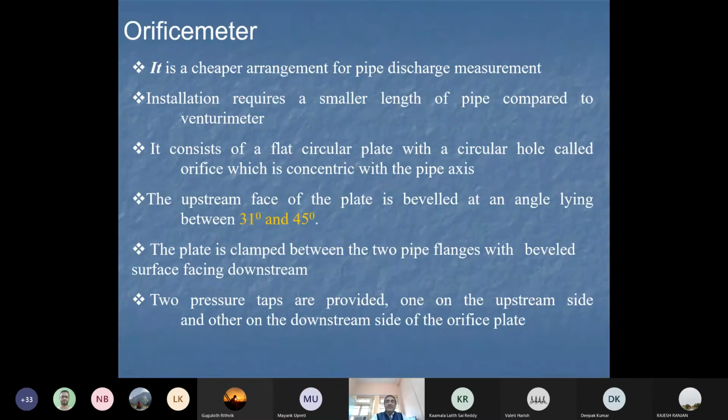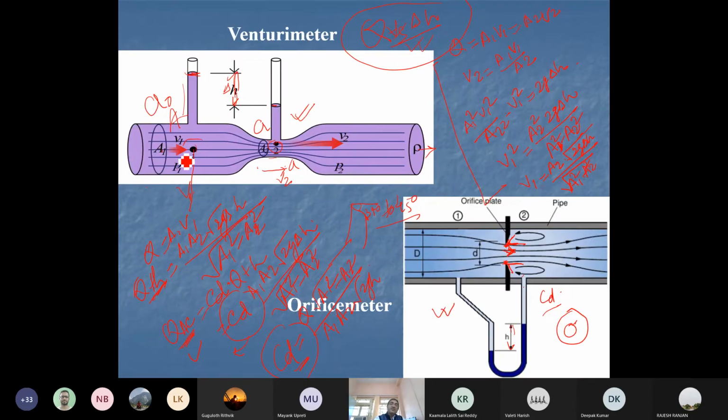Now this is important. For the Orificemeter, it is written here that the upstream face of the plate is beveled at an angle lying between 31 and 45 degrees. And this plate is clamped, as you have learned in theory classes, between two pipe flanges with the beveled surface facing downstream. So two pressure taps are provided, one on the upstream side and another on the downstream side of the orifice plate. And in the Venturimeter, one is on the upstream side in the pipe section and one in the middle of the throat section to measure the head difference between these two points.